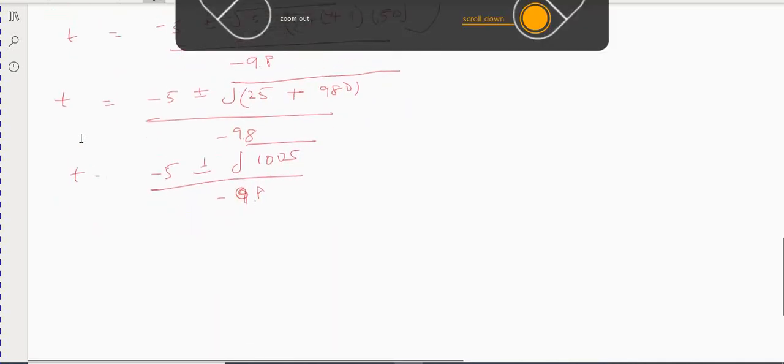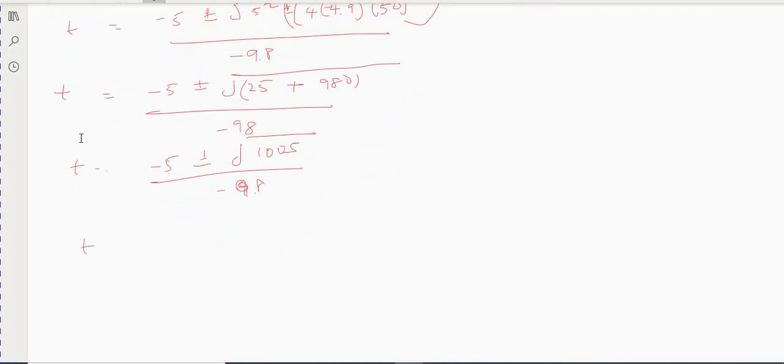That being said, we can now simplify it a little. Negative 5 plus or minus 31.7 divided by our negative 9.8. When we do all of that maths, we get t equal to negative 36.7 divided by negative 9.8, or 26.7 divided by negative 9.8.